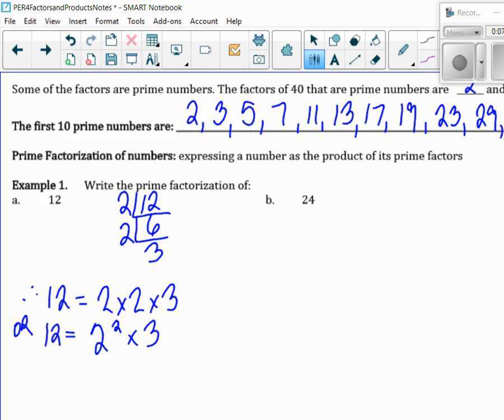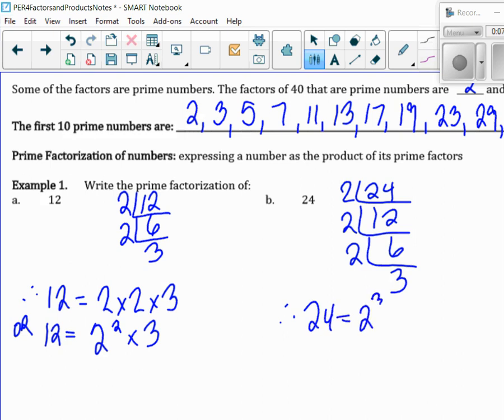Okay, so why don't you try 24? So again, start with the lowest prime number and divide. Okay, so 24 is even, so I'm going to divide by 2. I get 12. I'm going to divide by 2. I'm going to get 6. I'm going to divide by 2. I'm going to get 3. So therefore, 24 is 2 to the power 3 times 3. Yes? Okay, any questions there?